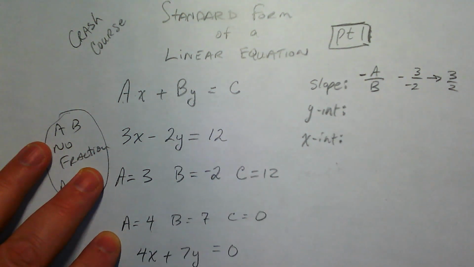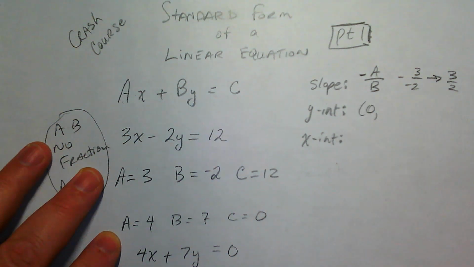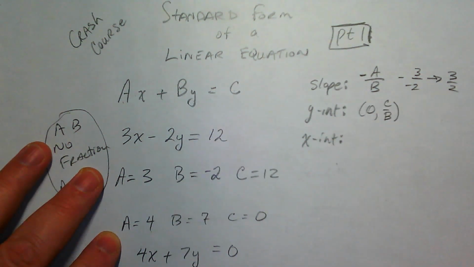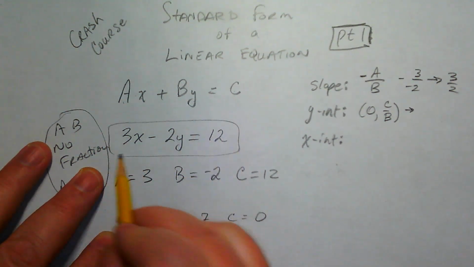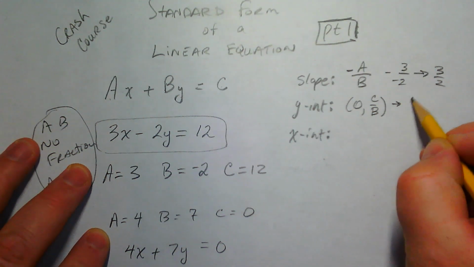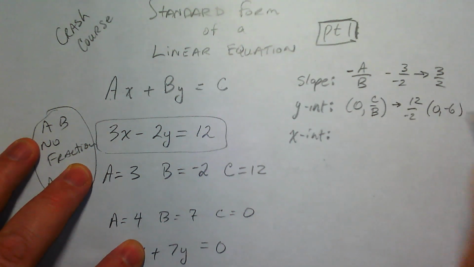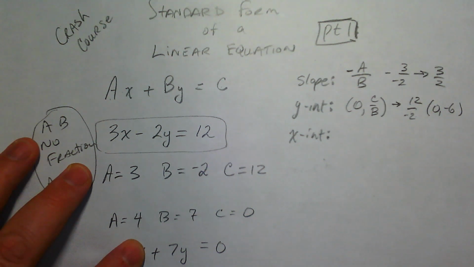Now, let's talk about the y-intercept. The y-intercept, remember x is always 0, it's going to be C over B, just like that. So for our first example right here, our y-intercept is going to be 12 over negative 2, so it's going to be (0, negative 6). Because 12 divided by 2 is 6, and a negative divided into a positive is negative.